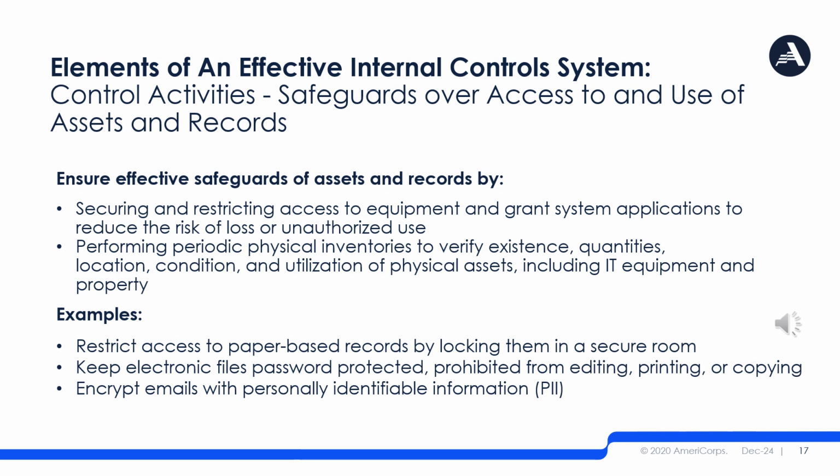As a grantee, you are entrusted with physical assets and personal information, and you will need to ensure these items are appropriately safeguarded. You can ensure effective safeguards of assets and records by securing and restricting access to equipment and grant system applications to reduce the risk of loss or unauthorized use. Depending on the item, whether it's physical or electronic, securing assets and records will look different. Maybe this means old paper-based records are in a locked room and electronic files are password protected, prohibited from editing, printing, or copying.